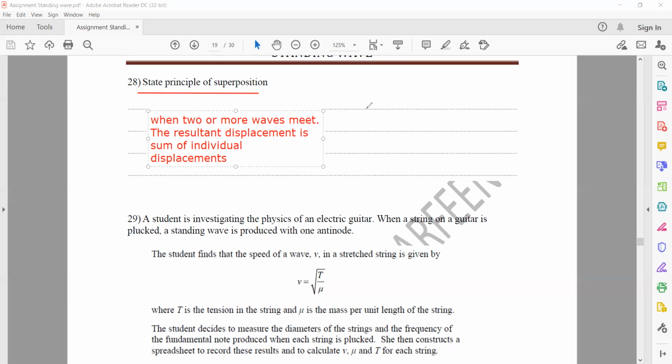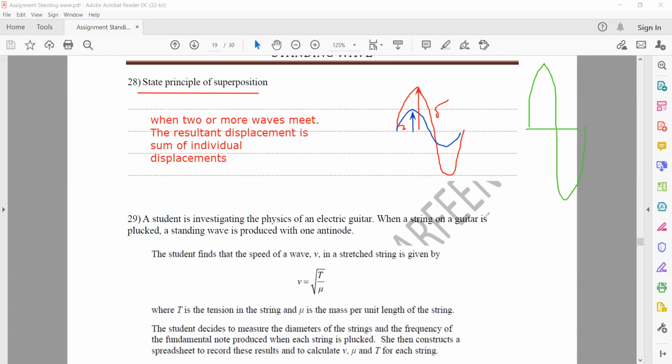For example, say this is one wave and this is a second wave. When they combine at a certain point, say this is 2 centimeter and the other is 5 centimeter, the resultant is 2 plus 5, that will be 7. So the resultant amplitude will be 7. That is the principle of superposition. Is it clear? Whenever there is the principle of superposition, you will always use the term amplitude.